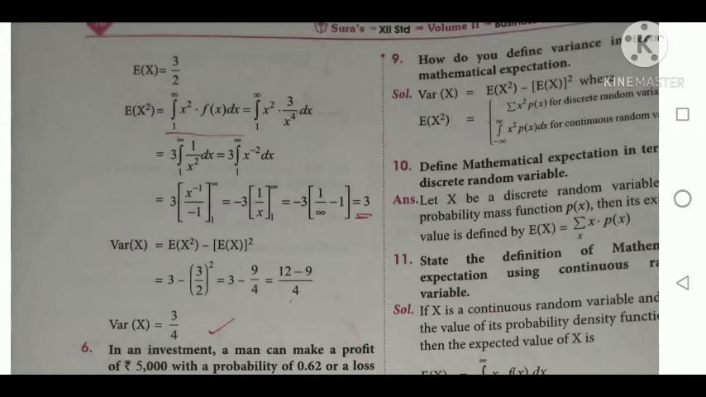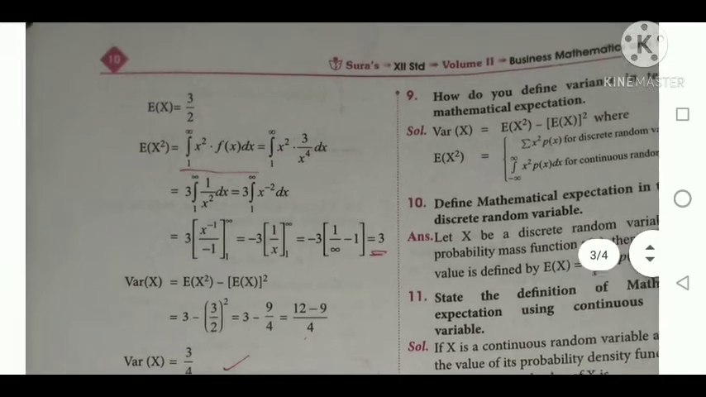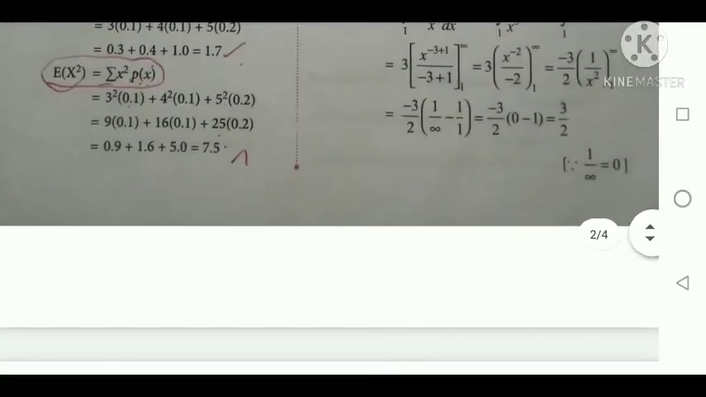Now apply the formula. Variance equals E of x square minus E of x whole square, and E of x square equals 3. Then E of x equals 3 by 2, whole square becomes 9 by 4, so 3 minus 9 by 4. We get the answer: variance equals 3 by 4. If standard deviation is asked in such a case, you have to take the square root. Before that, watch the question.